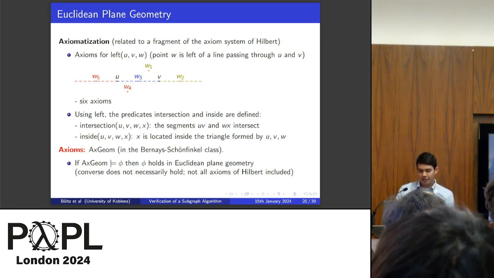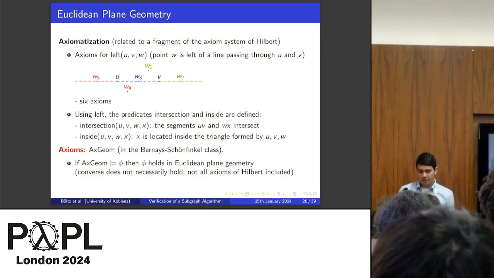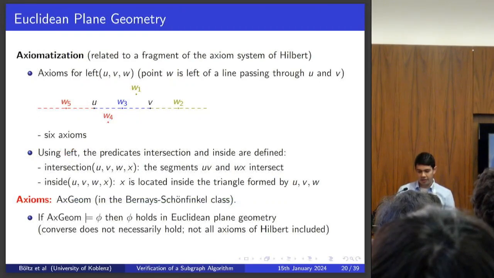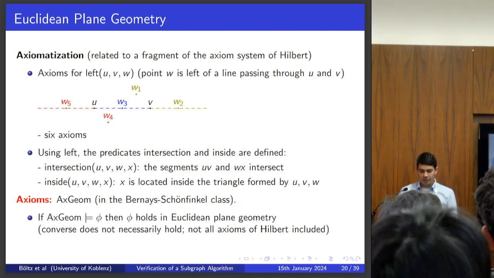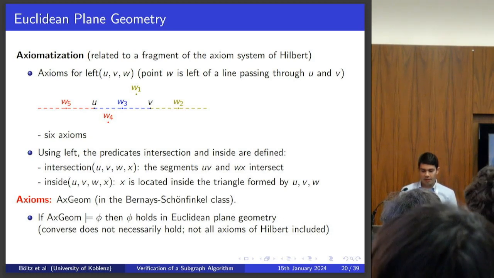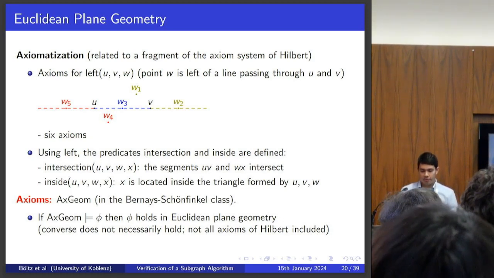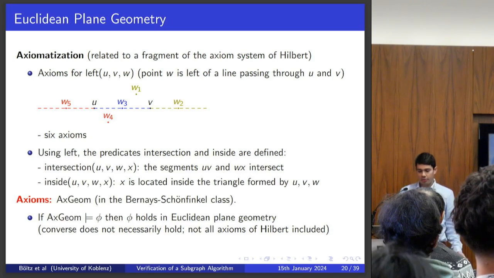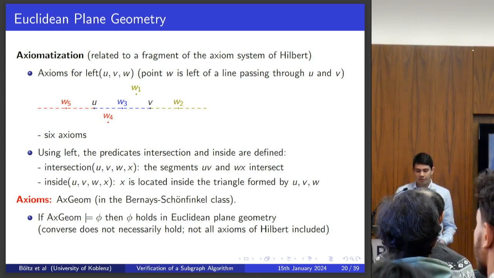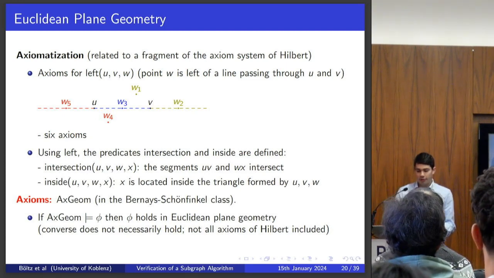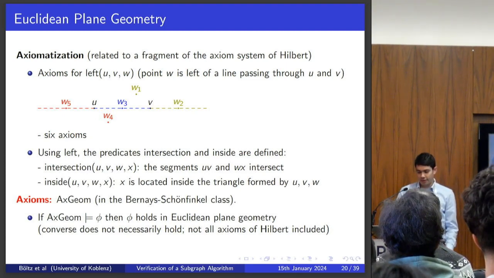We needed 6 axioms to define a predicate left which satisfies these properties, and based on this predicate we defined the predicates for intersection and inside. We call these axioms, which fall in the Bernays-Schönfinkel class, axioms for geometry, and if we can derive some formula phi from these axioms of geometry, then phi holds in the Euclidean plane geometry, but the converse is not necessarily true because we only model part of Hilbert's axiom system.